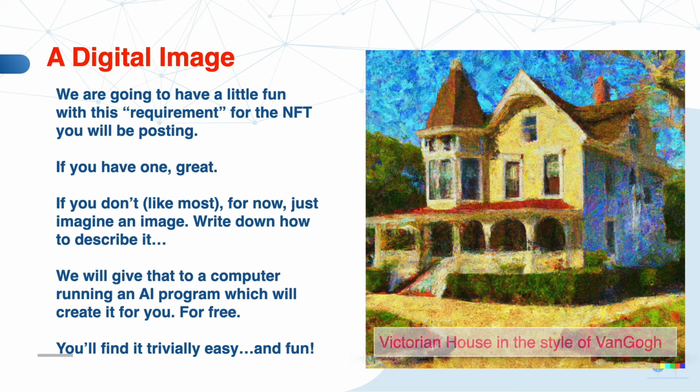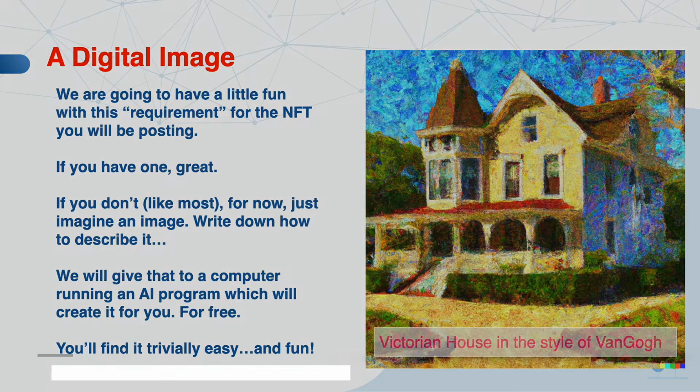The other thing you're going to need is a digital image. Now, you may already have one. You see the image on the right there is one that I created in a few seconds simply by saying I want an image of a Victorian house in the style of Van Gogh. We'll be using an AI tool to do that. Again, it's no cost. The availability is free, very easy to use, and fun.